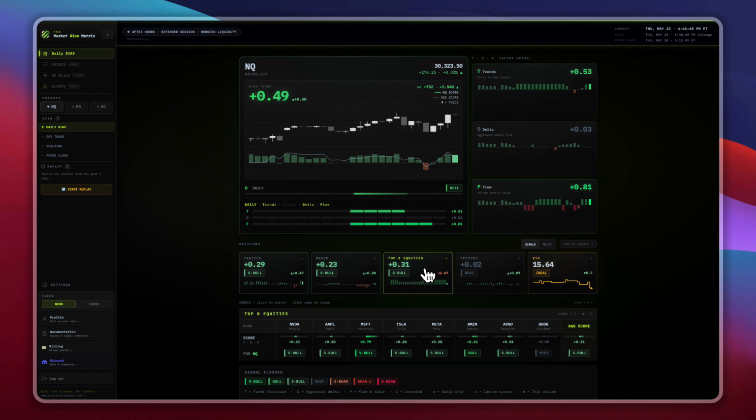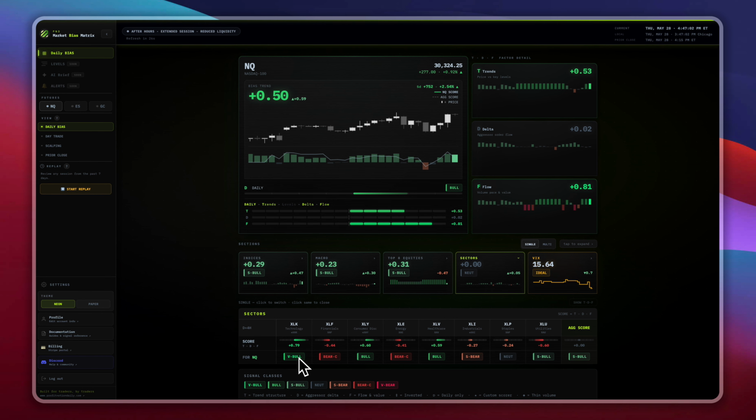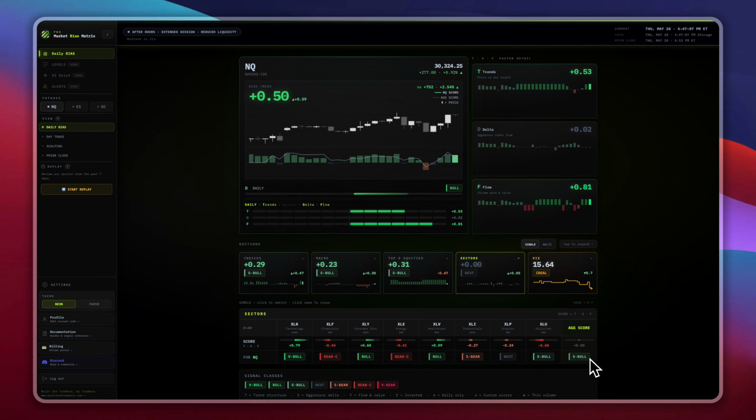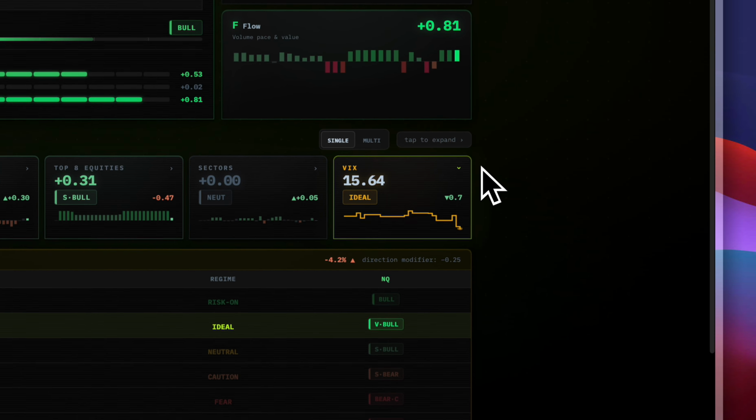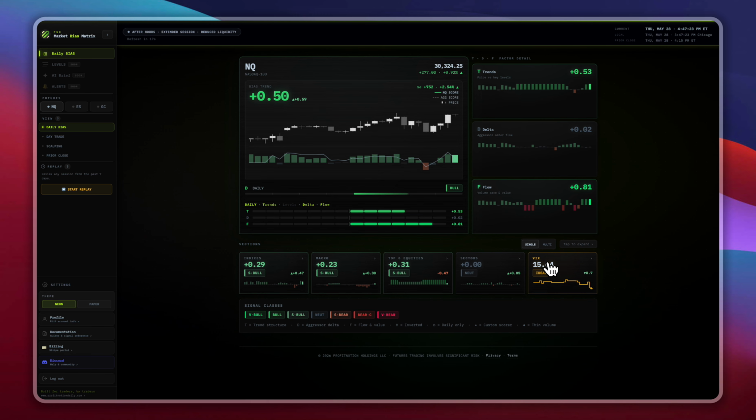So for top 8 equities, we only have price for now. We'll put in the other factors soon, but for now you just have price. And you can see here that Microsoft was leading, so you have that context really quickly at a glance. For sectors, obviously technology was up, financials was down, energy, and so all of this is only slightly bullish for NQ. And then for VIX, you can see we're actually in an ideal regime for VIX, which is very bullish for NQ. And so you have all that at a glance, which is pretty amazing.